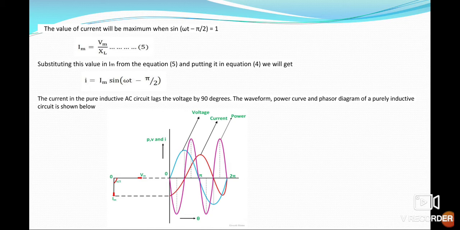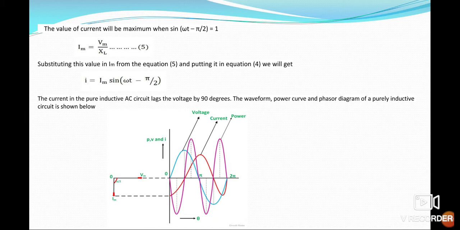Now, here in the waveform, we can see the blue waveform is representing the voltage and the red waveform is representing the current. So, when the voltage waveform is starting or originating from 0, the current waveform is starting from 90 degrees. That is, the voltage is leading the current by an angle of 90 degrees. That is, the phase difference between the voltage and current is 90 degrees.